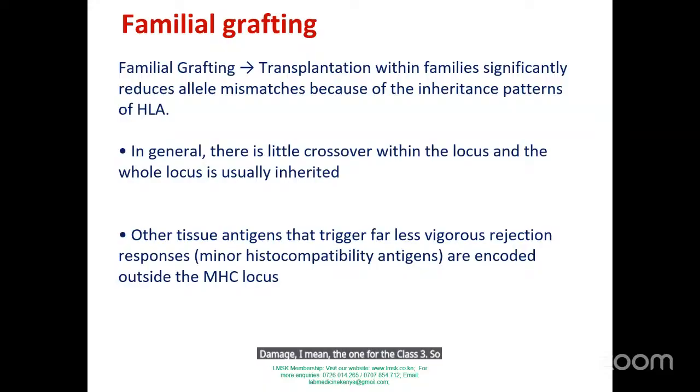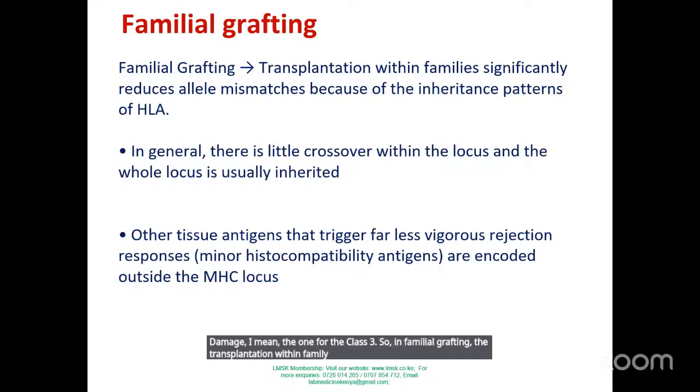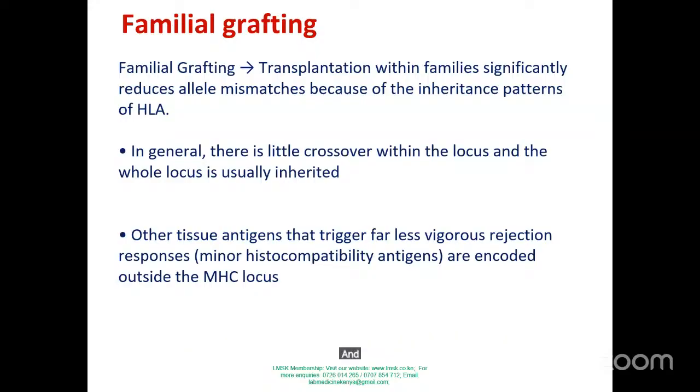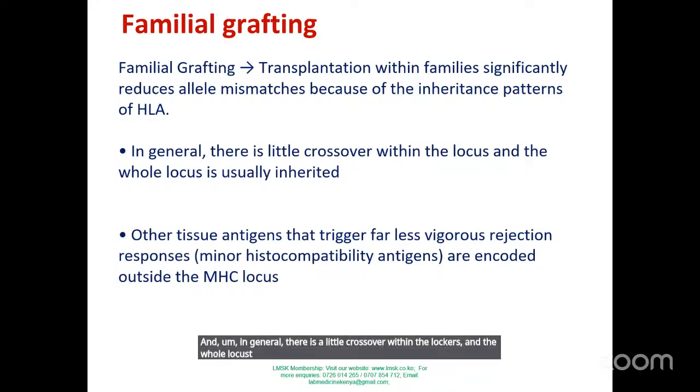So in familial grafting, transplantation within families significantly reduces the allele mismatches because of the inheritance patterns of HLA. We have said they are inherited as a unit. In general, there is little crossover within the locus, and the whole locus is usually inherited.